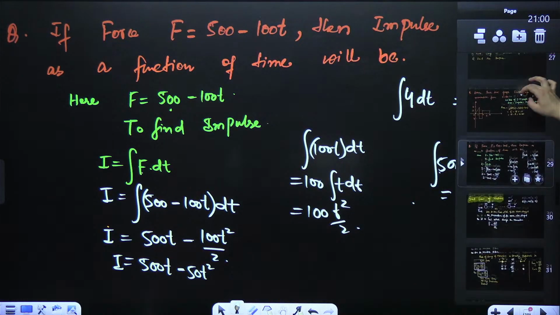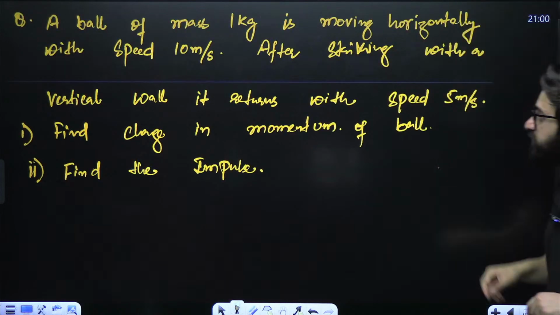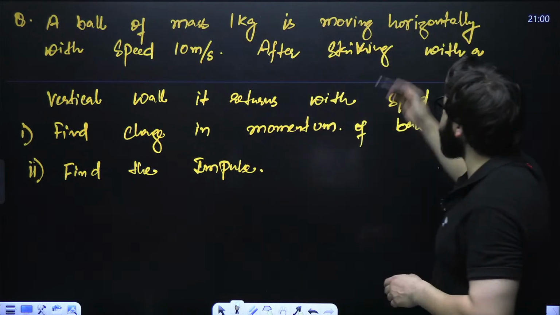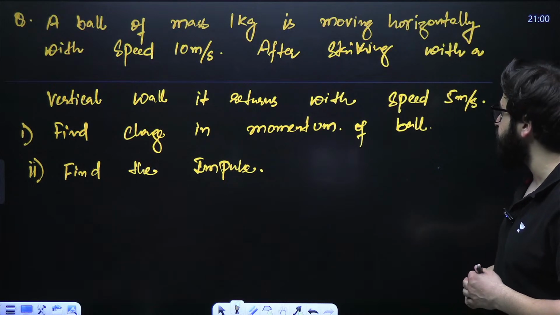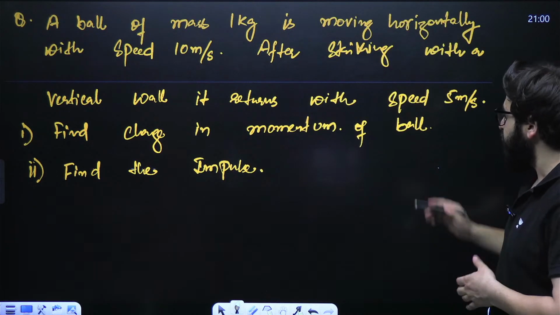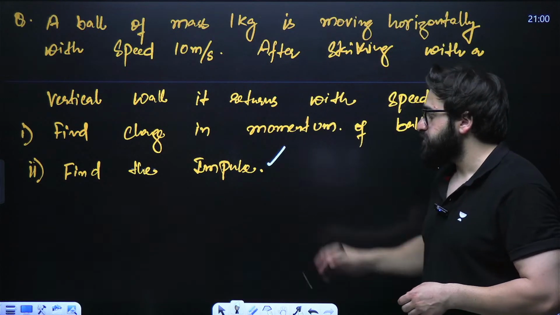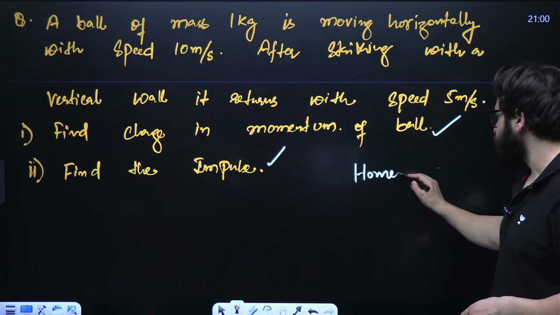Now guys, this is the question that we have. A ball of mass m, 1 kg, is moving horizontally with 10 meter per second. After striking a vertical wall, it returns with a speed of 5 meter per second. Find the change in the momentum of the ball. Find the impulse. Guys, this you can do. This I'll give you as homework.